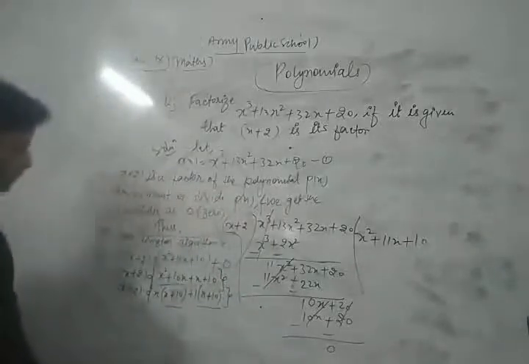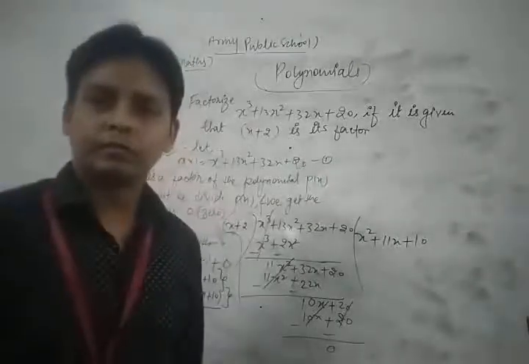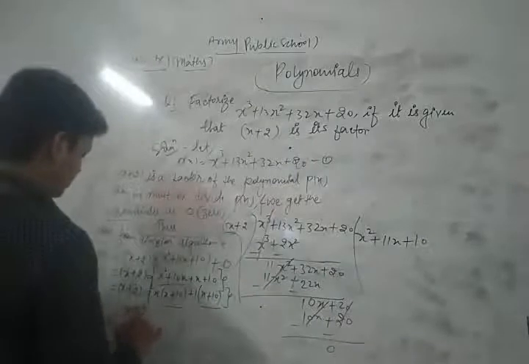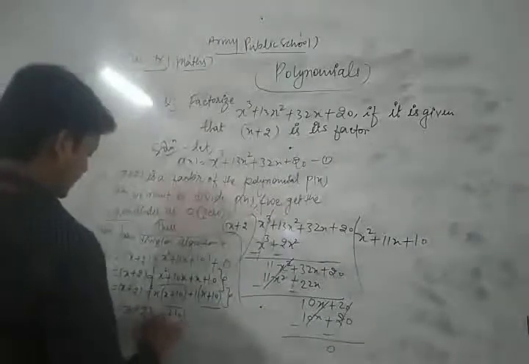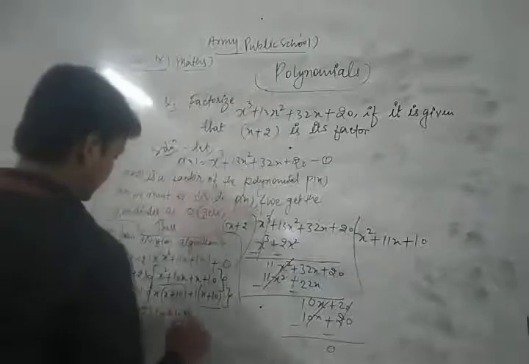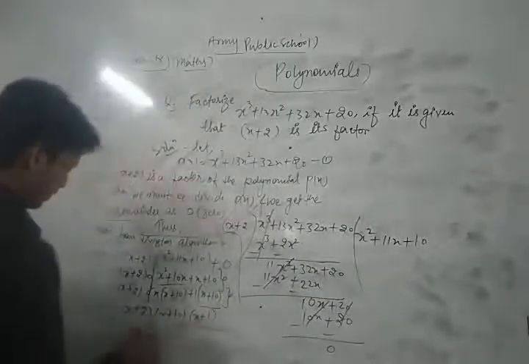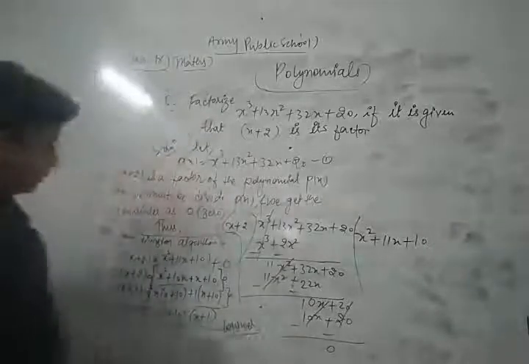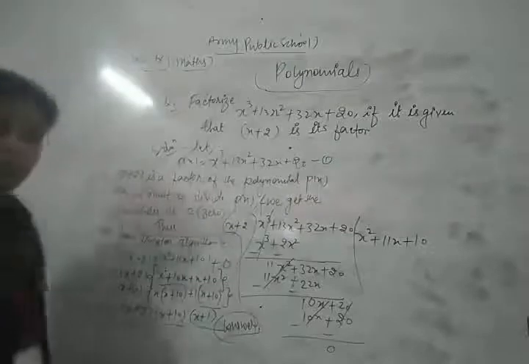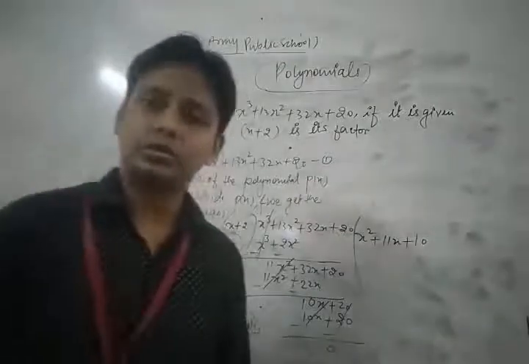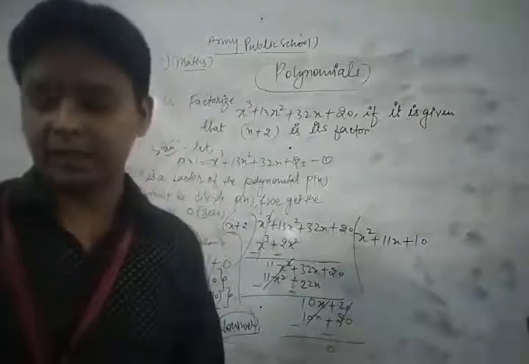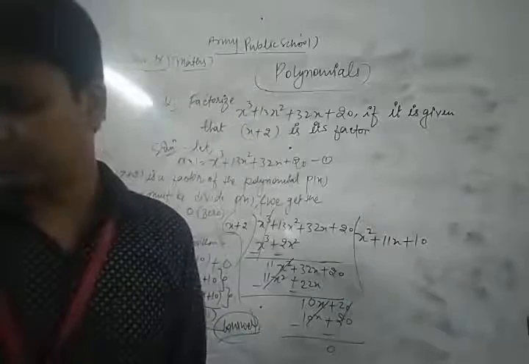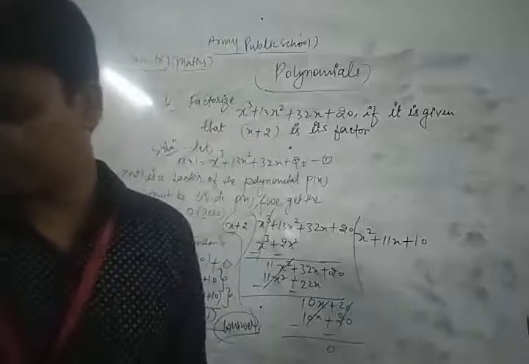Now x plus 10 is common, so we take it common: x plus 2, x plus 10, and in another bracket we write x plus 1. So these are the 3 factors of the given polynomial. Using that, this is the required solution of the given question. Using that concept, dear student, you can solve each and every question of your NCERT exercise based on these topics, which is very important.